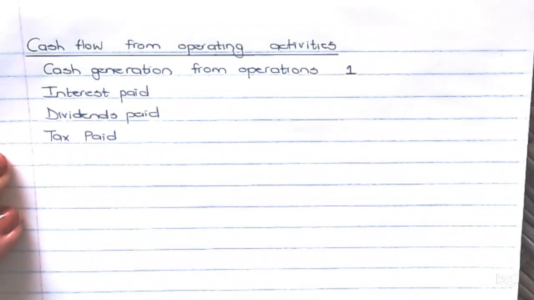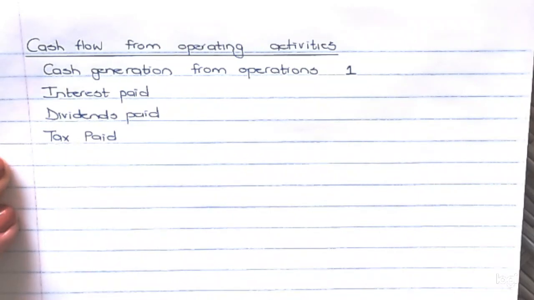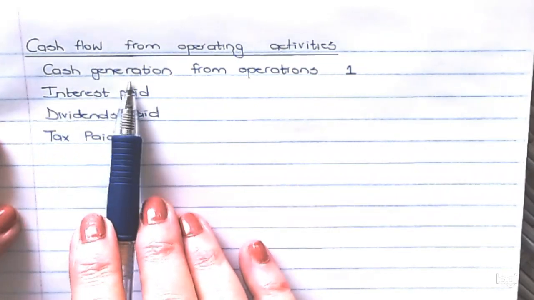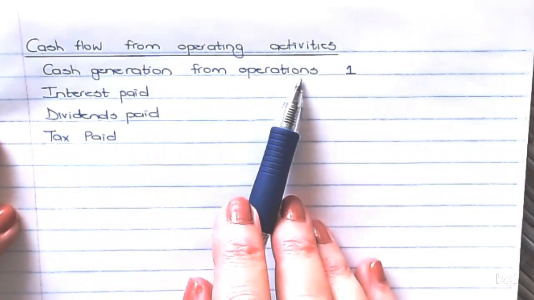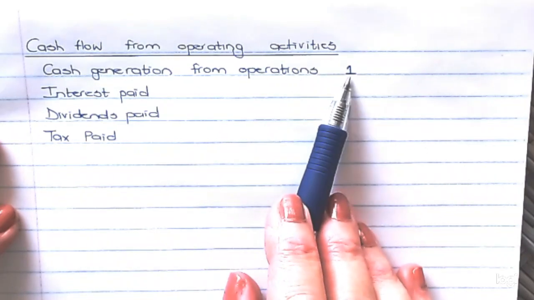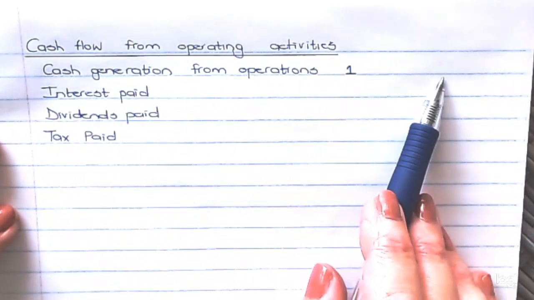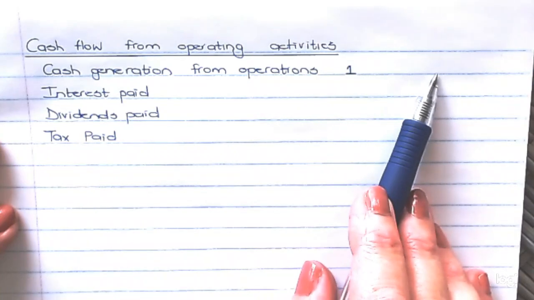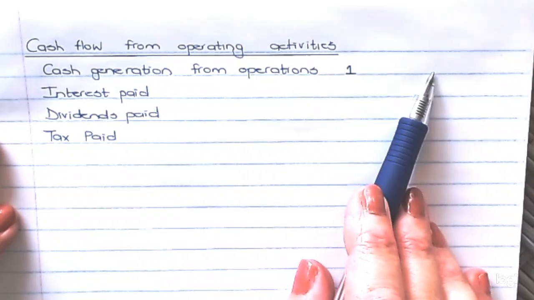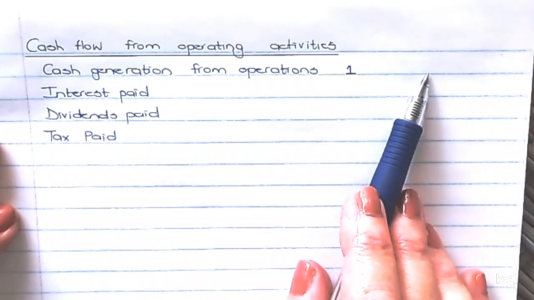We are going to concentrate on the first section of the cash flow statement, cash flow from the operating activities. And the very first entry here is cash generation from operations. That's our trading operations. And there's a note 1 for this answer because there's quite a few things to calculate to get this answer. Guys, what's important is that you learn the details.